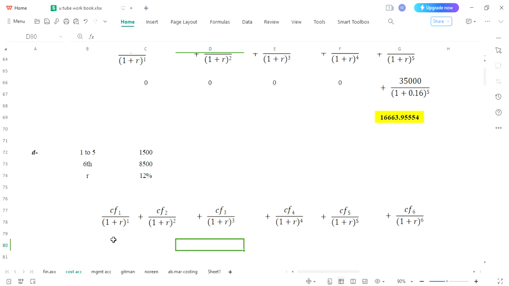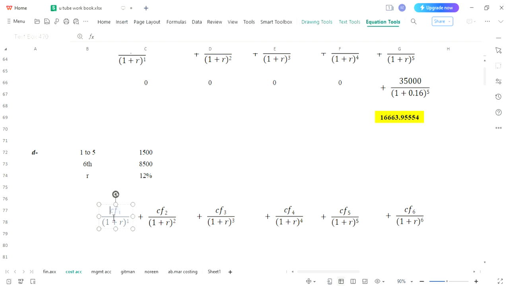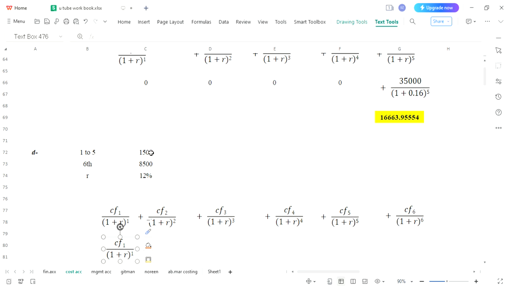So let's start putting the values. So the first value would be posted over here. Your first cash flow, as you can see from 1 to 5, is the same. You will be writing 1500 over here. For the first, the rate is 12%. 12% means 12 divided by 100, and you can post 0.12 and raised to power 1. That's okay.